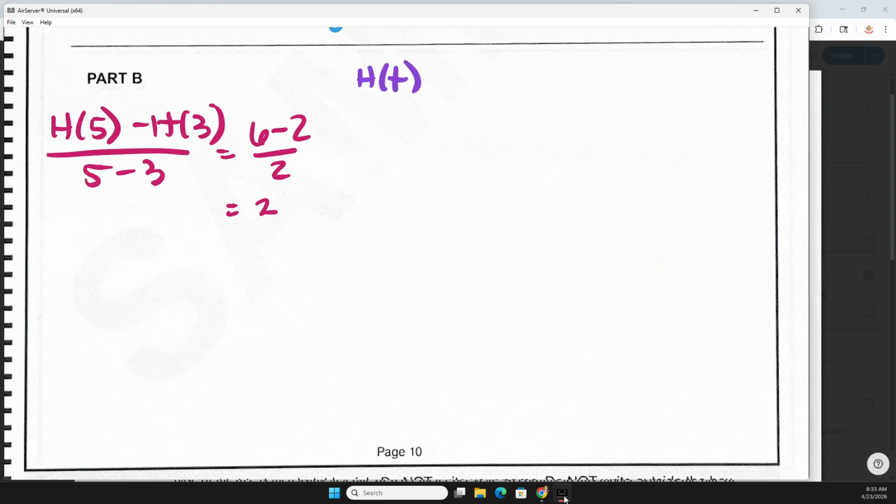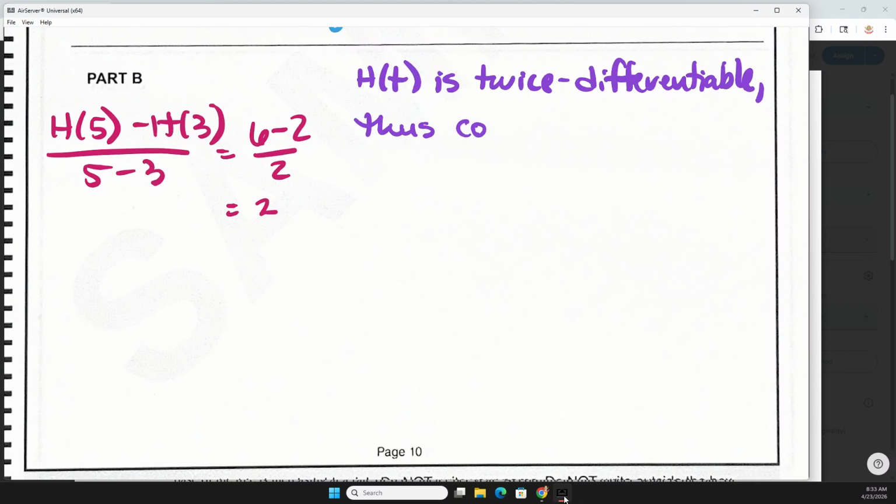All right, so h of t is twice differentiable. Thus, continuous on, and then it only needs to be continuous on the open interval for these x values, and it needs to be differentiable on the closed interval.